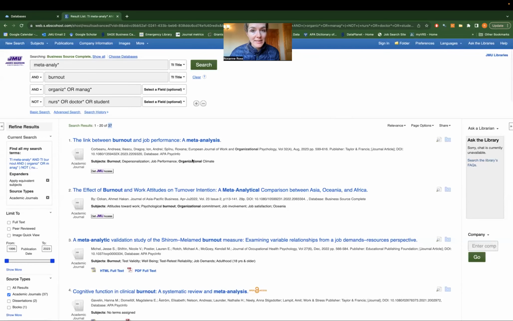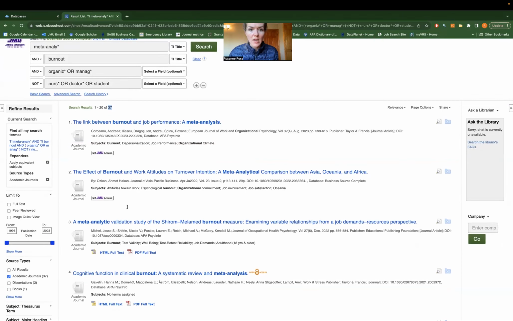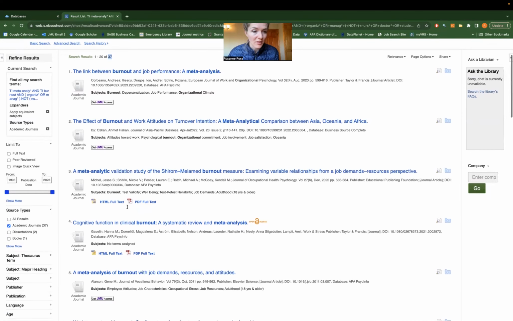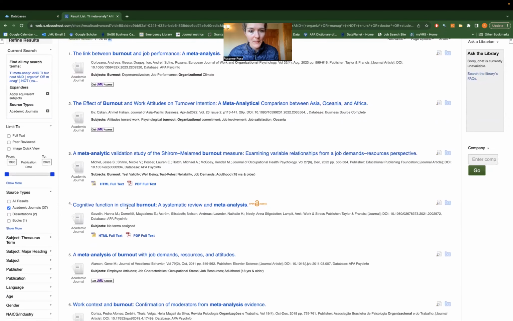Okay, so now we need to find something that sounds like it's going to tell us what the predictors of burnout are. Here we have the link between burnout and job performance. In that case, they're putting burnout as an independent variable and job performance as a dependent variable that it's explaining. The effect of burnout and work attitudes on turnover and tension. Again, here burnout is the independent variable, turnover and tension is the dependent variable. That's not what we're interested in for our research question, but it may be of interest for others who are looking at that relationship.